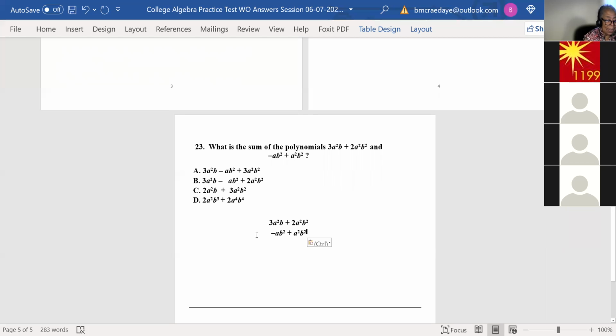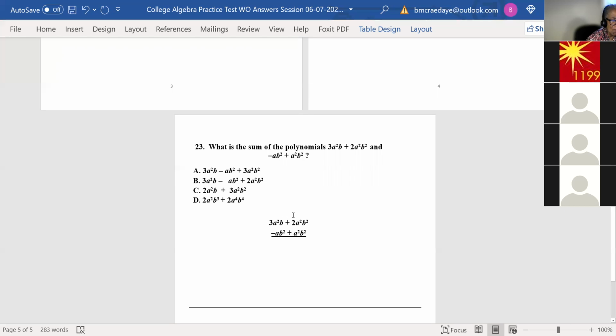So we're adding this up. Let's just underline here. Okay. And what can you add? What terms look alike that you could add? 3a square and b square and a square and b square. Yeah, the one on the right side.